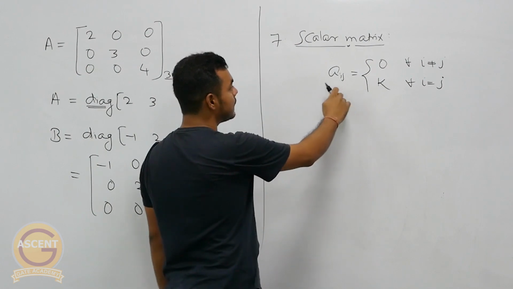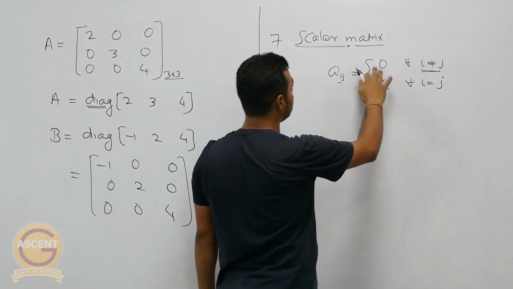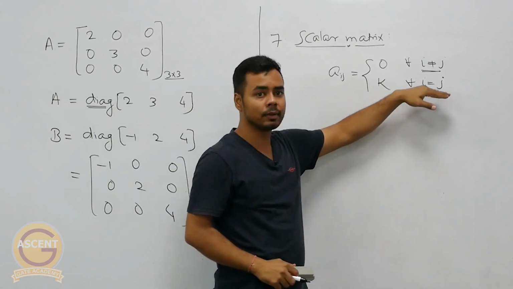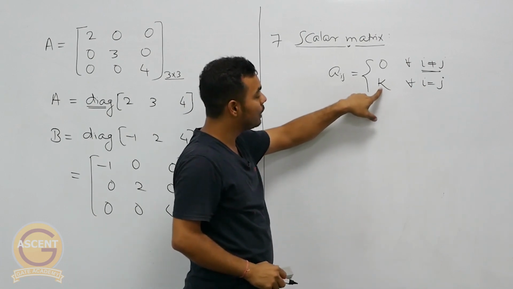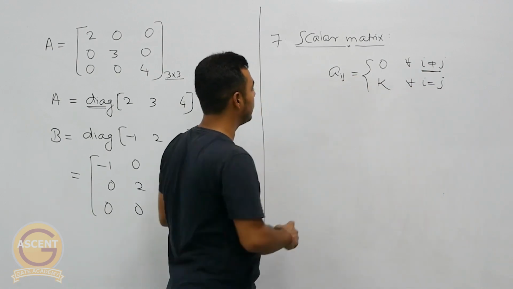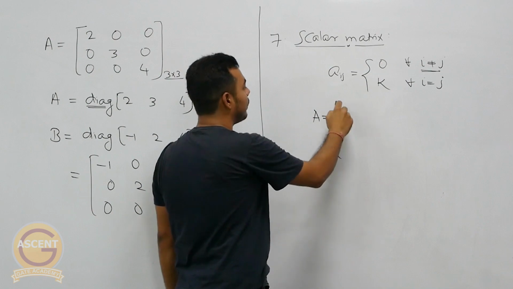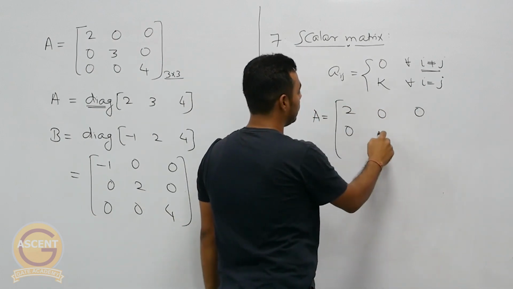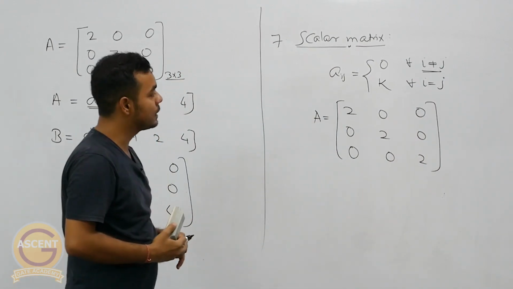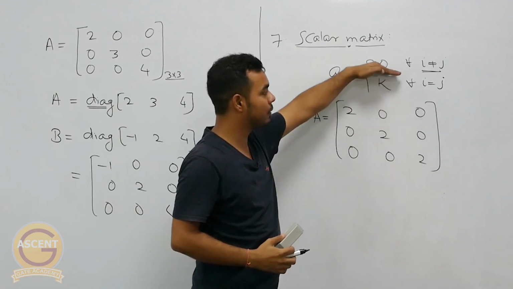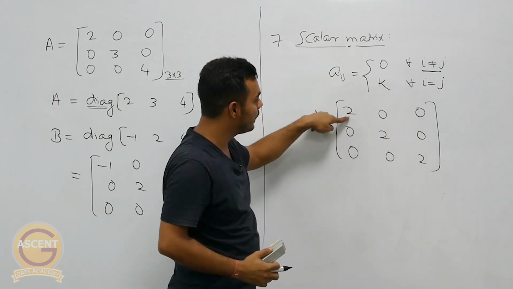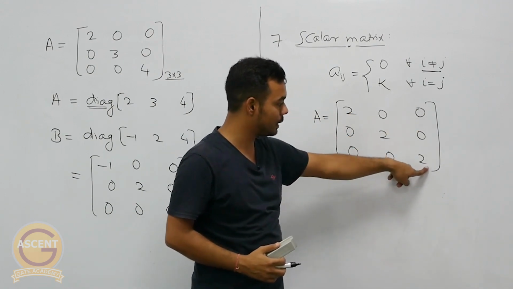So first, a_ij is 0 whenever i and j are different. So this means a scalar matrix has to be a diagonal matrix. Next thing, when i is equal to j, for diagonal entries, all the diagonal entries are the same. If i is equal to j, then you will have some constant k, and if i is not equal to j, then those entries will be 0. So for example, suppose I have a matrix, say 2, 0, 0, 0, 2, 0, 0, 0, 2. So this is an example of a scalar matrix. The reason is all the off diagonal elements are 0. The first condition is satisfied, and the second condition is when i is equal to j. i is 1, j is 1, i, j both are 2 here, i, j is 3.